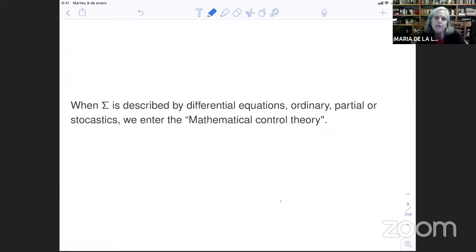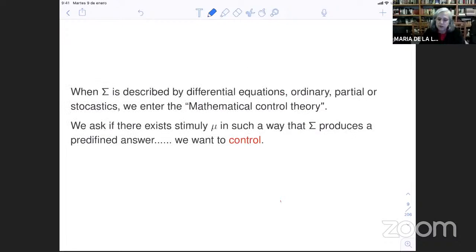Some of these systems can be described using, for example, differential equations. You can have ordinary, partial, or stochastic equations. And there we start thinking about a mathematical control theory. You have a model of the situation you have in reality, and then you want to act on the system to obtain a result. So there we have what I call a control, and we want to control the system. We want an objective, to get to an objective.